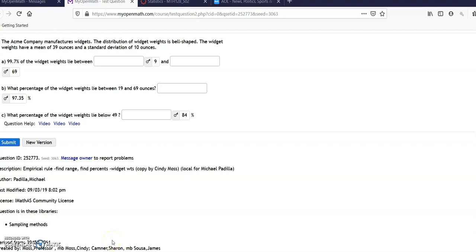Okay, this is a secondary video on the empirical rule. All right, so let's just look at this problem. Acme Company manufactures widgets. The distribution of widgets is bell-shaped. The widgets have a mean of 39 and a standard deviation of 10. And then a couple of questions.